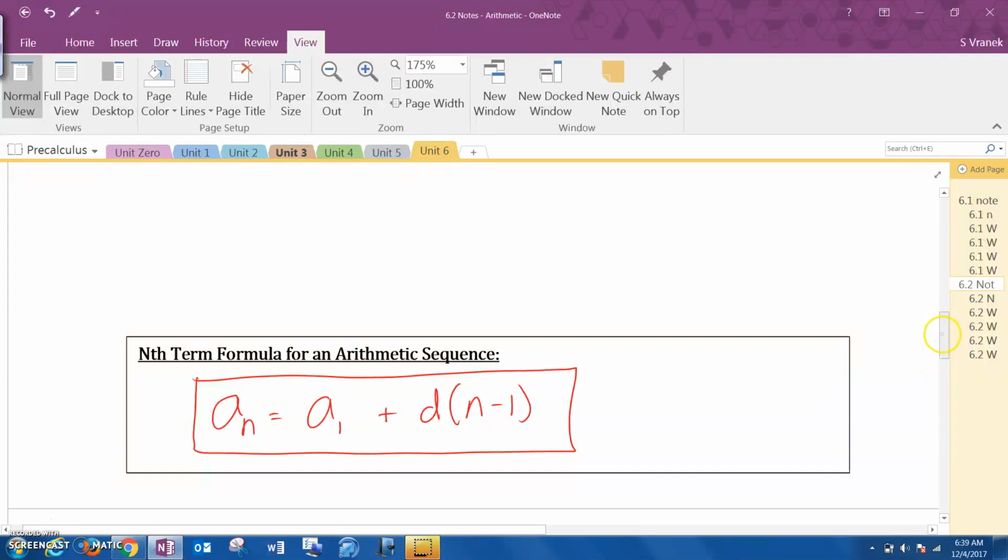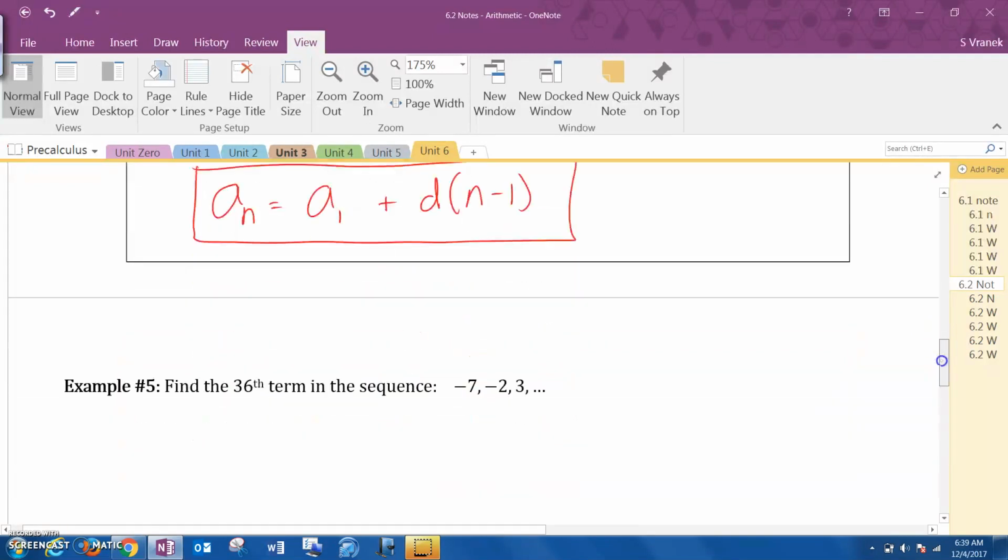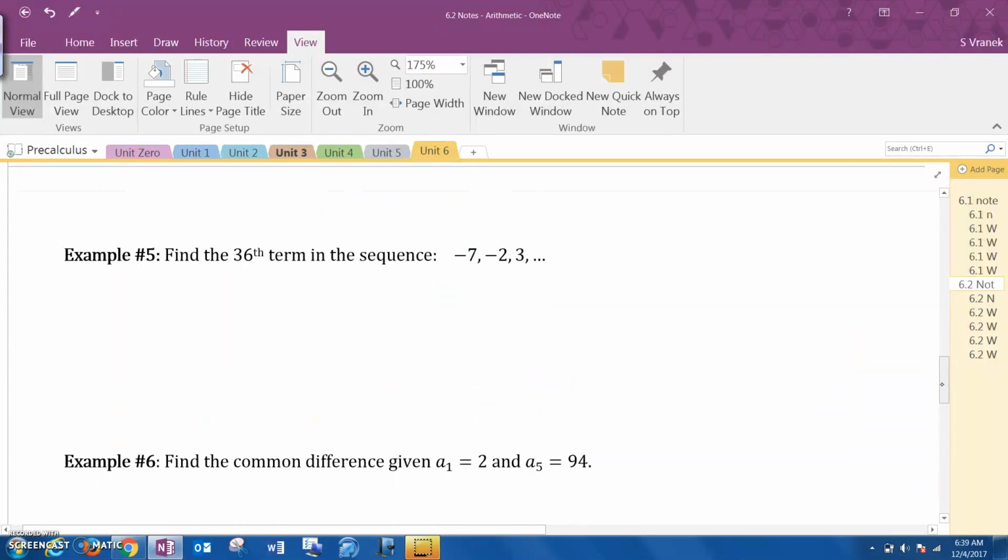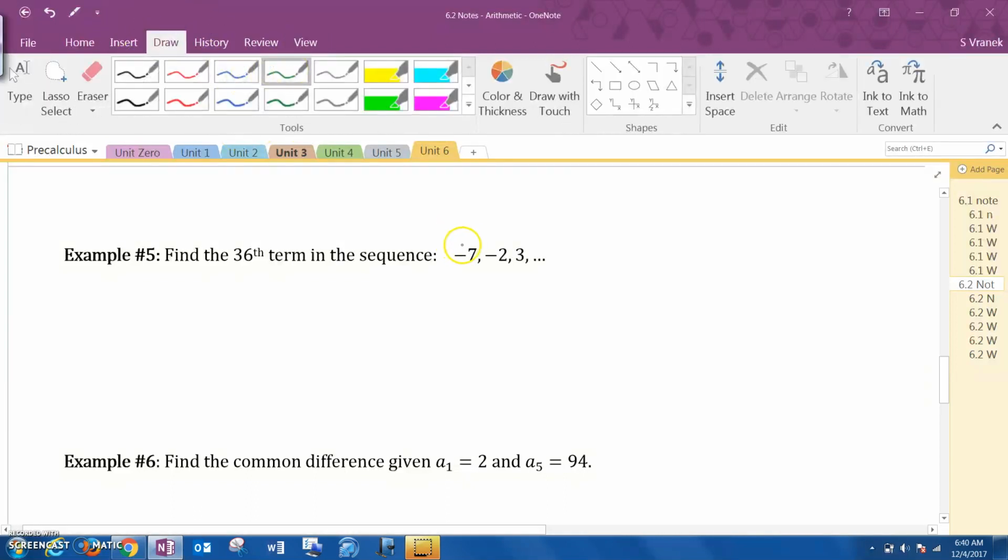Alright, let's see what we can do with this formula. Find the 36th term. Okay, that's a lot. But in order to find the 36th term, we need to find a general formula. To find the general formula, we need 2 pieces of information. We need the first term, so that's good. And we need the common difference. d is equal to negative 2 minus negative 7, or 3 minus negative 2. So that's positive 5, because it's going up by 5s.